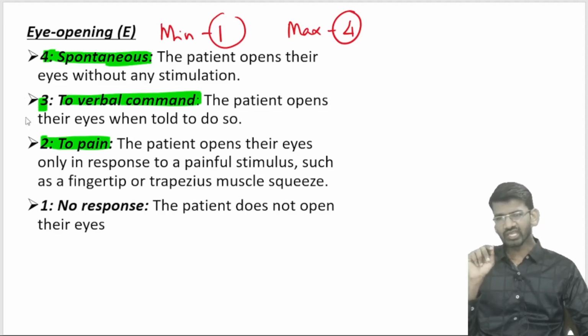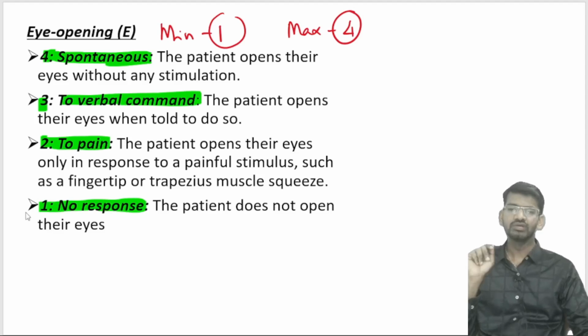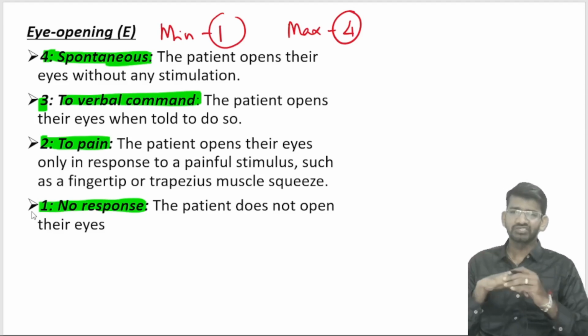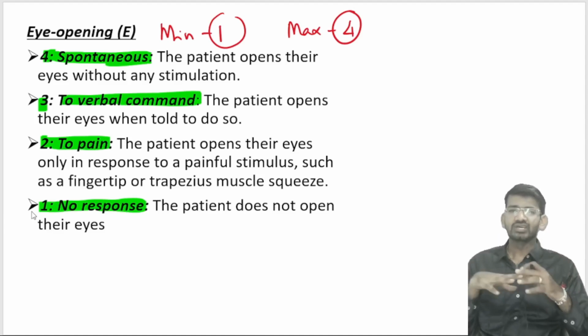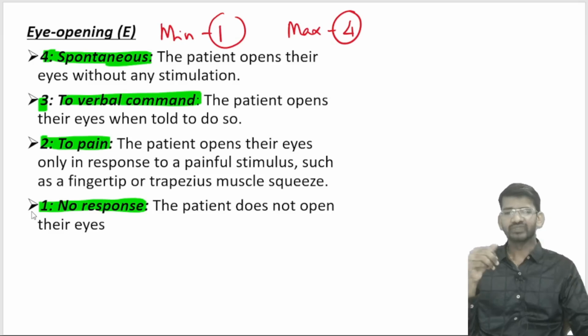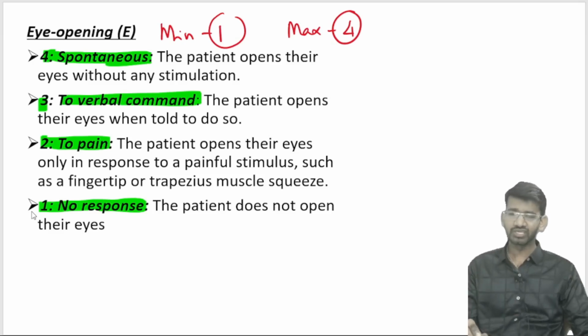If there is no response, or no eye opening even to the painful stimulus, the patient doesn't open his eyes even for the verbal command or for the pain, okay, so the eyes were completely closed, then the score will be a 1. So the minimum score is 1 and the max score is 4. So these parameters you must remember: spontaneous 4, verbal 3, to pain 2, and no response is 1.